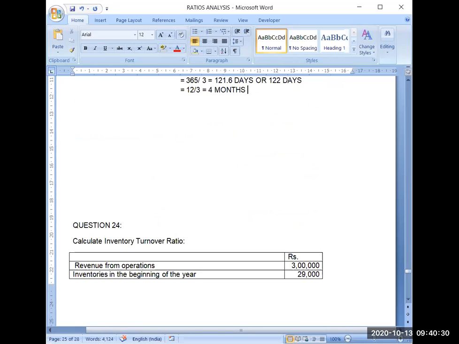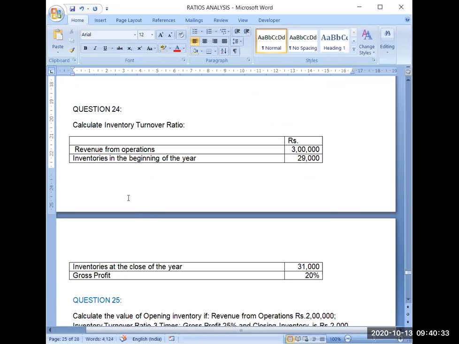So I hope till here it is clear. Now see the next question.